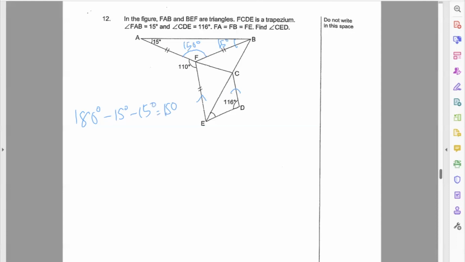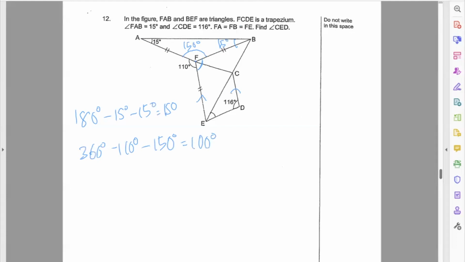Now the next concept we use is angles at a point. Angles at the point F is 360 degrees. Take away 110, take away 150, you get 100 degrees. So this is 100 degrees.